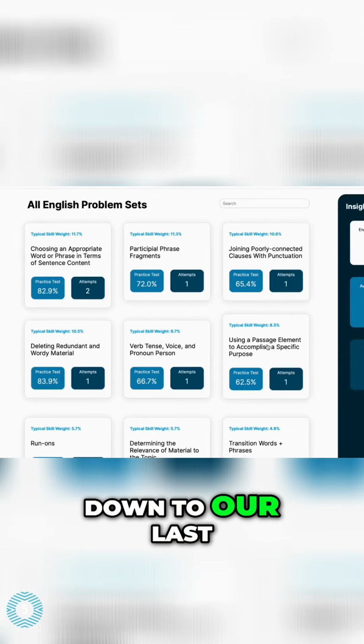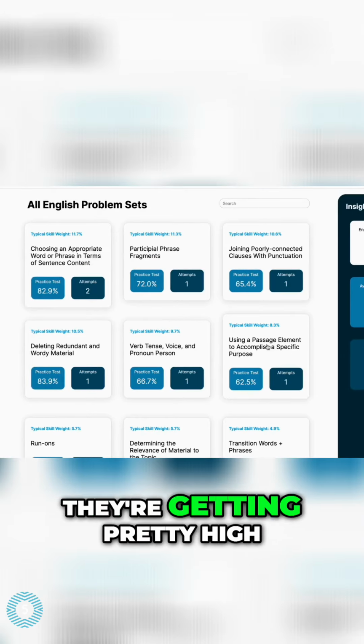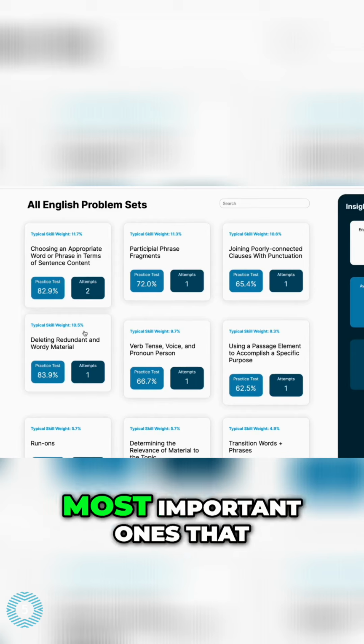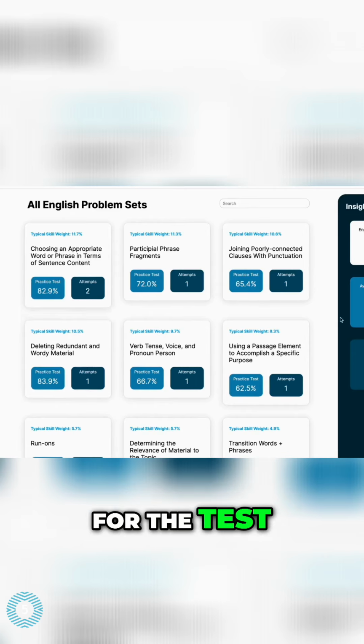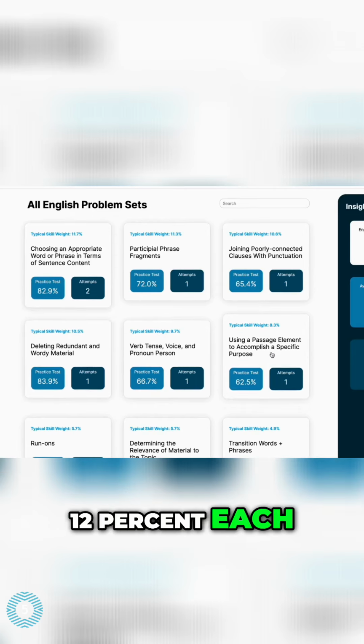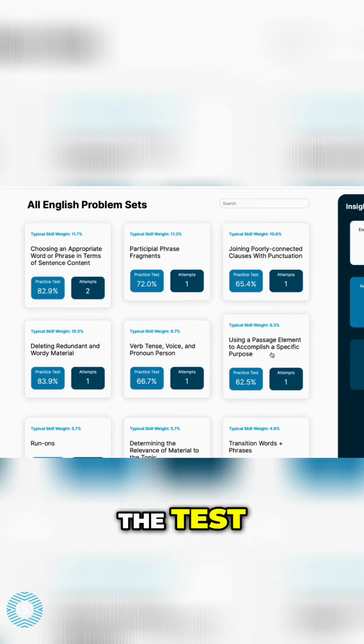Okay, so now we're down to our last 6 skills. You can see they're getting pretty high in the percentages. So these are the most important ones that you want to know for the test. So 8 to 12% each. These make up the vast majority of the test, more than 50%.